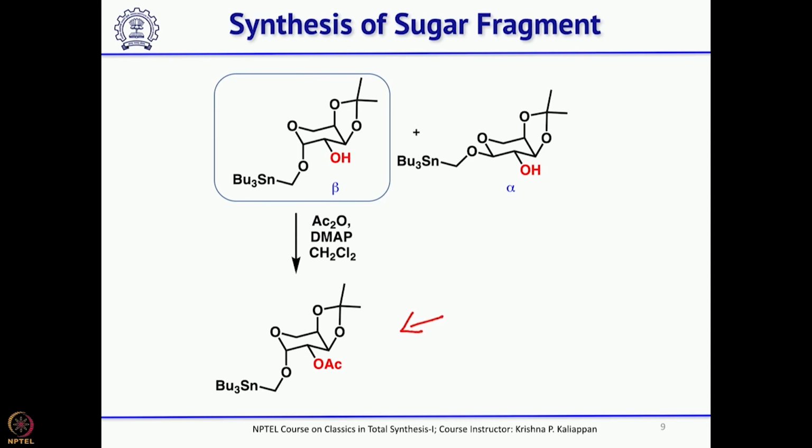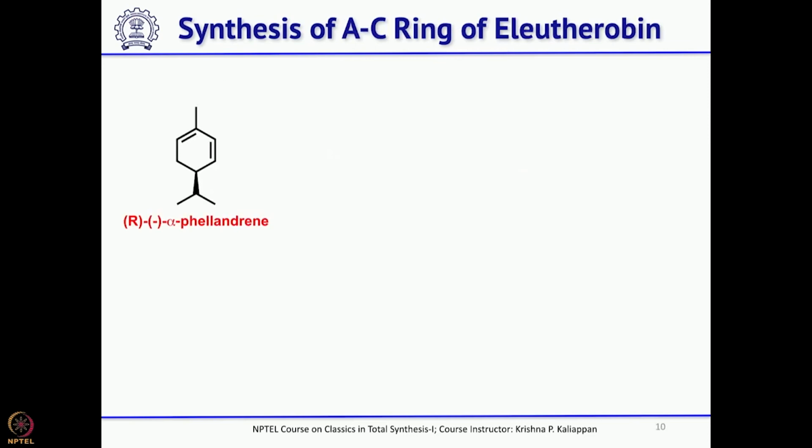Now, let us look at the synthesis of the ABC ring of eleutherobin starting from a chiral monoterpene called phellandrene. So, this is the structure of phellandrene. Now, if you look at this structure, there are 2 double bonds. One is a tri-substituted double bond, the other one is a disubstituted double bond. And as I mentioned when I talked about the retrosynthesis, it involves a photochemical reaction. So, it has two double bonds and selectively one of them has to undergo 2+2 cycloaddition reaction.